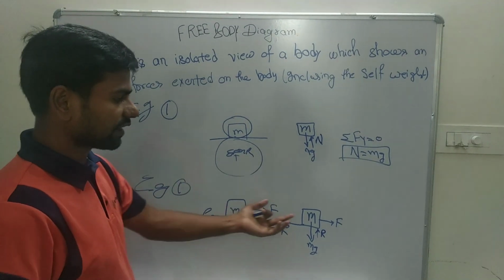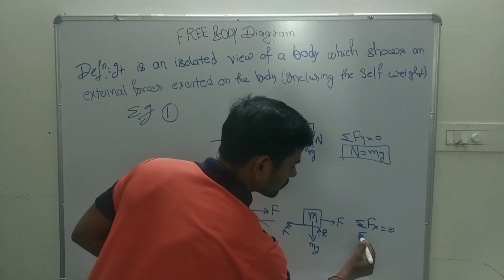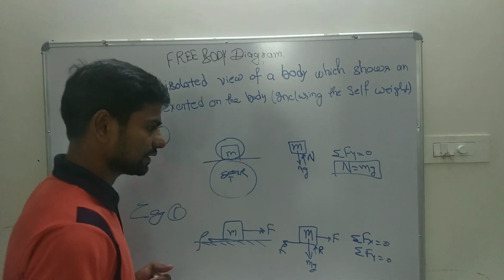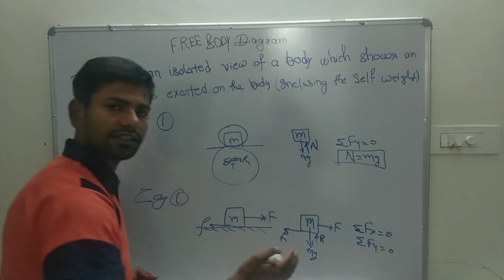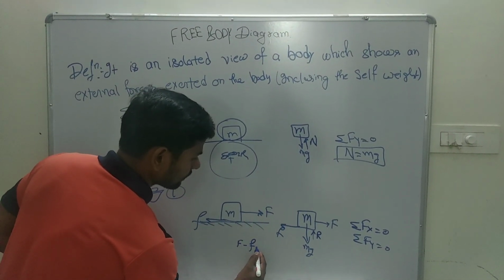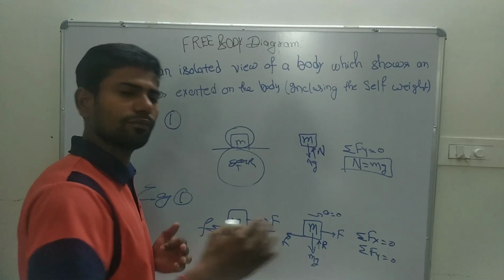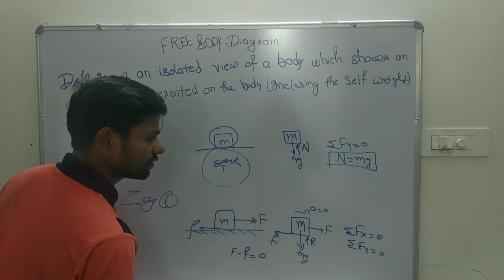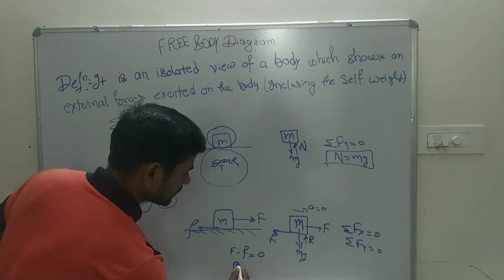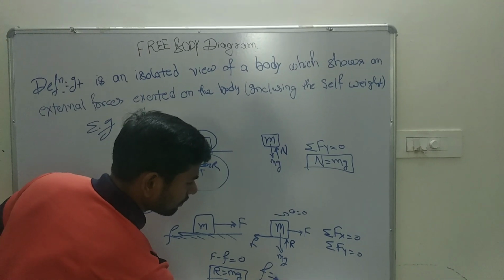Suppose we need to find the value of R. Then we balance: sum of Fx is 0, sum of Fy is equal to 0. By equilibrium equations we can find the reaction. First we consider the forces in the x direction. Here F minus f is equal to 0, as there is no motion, the acceleration is 0, it is just tending to move. Then in the y direction, R is equal to mg. As you know, frictional force is mu times normal.